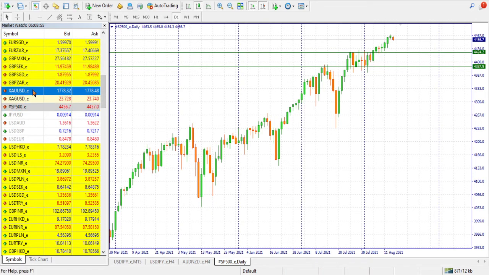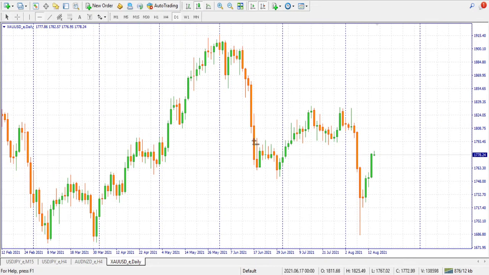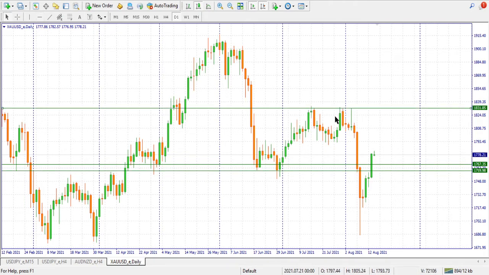The other symbol is gold. So gold, so far, you remember what we said last week? We were actually waiting for a sell when the price gets to this point here. That did not happen. Instead, the price broke beyond our level. As we're speaking now, the price is still above the same place. So this chart here, this is now bullish. We are actually looking for a possible buy towards 1831.85.